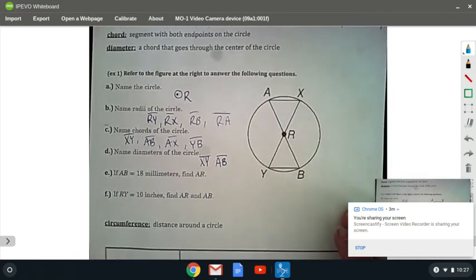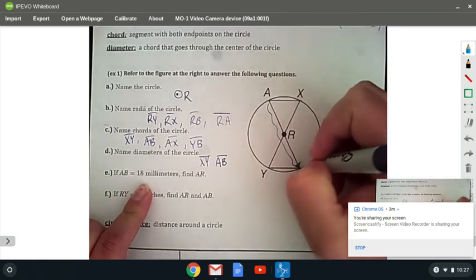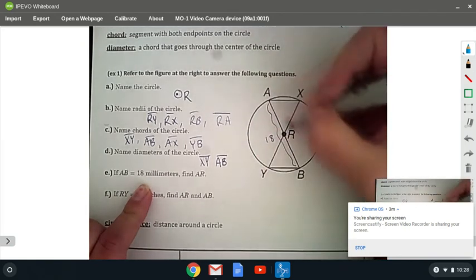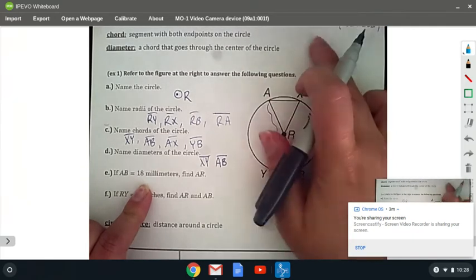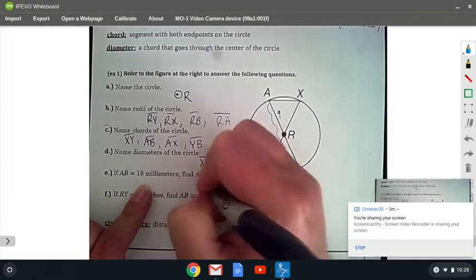Now let's put some numbers into this. If AB, this whole diameter, is 18, find AR. Well, remember a radius is half of the diameter, so this would be half of 18, which is 9.